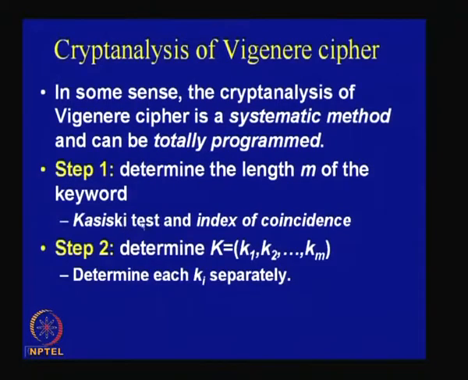It's called the Kasiski test, and then we will confirm it by a term called the index of coincidence. So we will first try to determine this key, that is k equal to k1, k2, and so on. First of all we will find out the length of the key, and then in the second step we will determine the key. We will determine each of these key letters quite separately, that is, independently of each other.